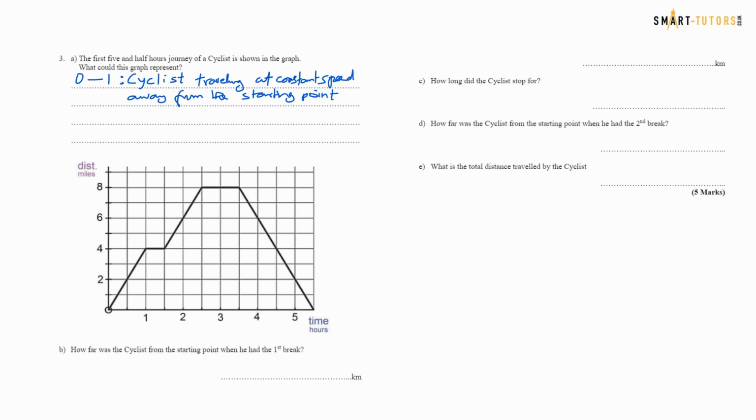And between 1 to 1.5, so cyclist having a break. Then next one, from the 1.5 to 2.5, so what's happening is cyclist moving further away from starting point.